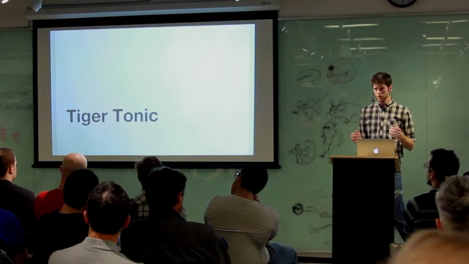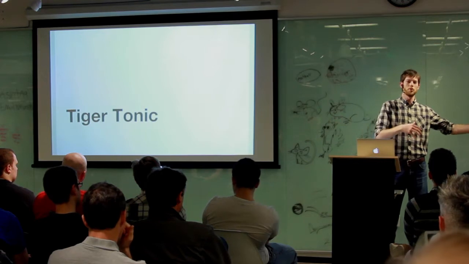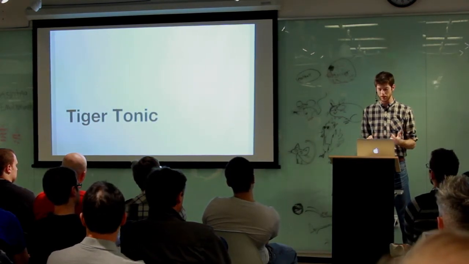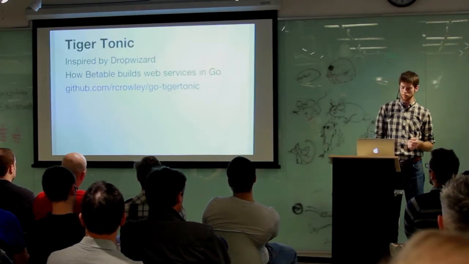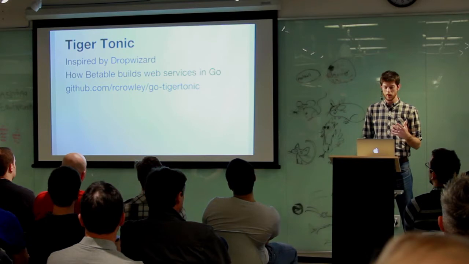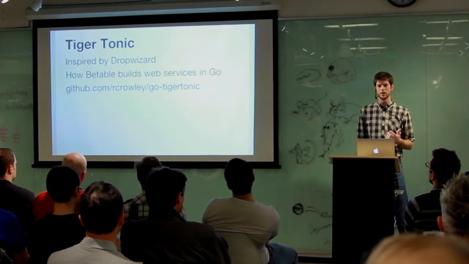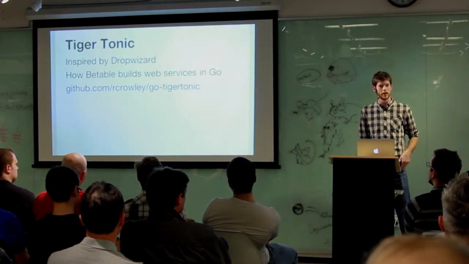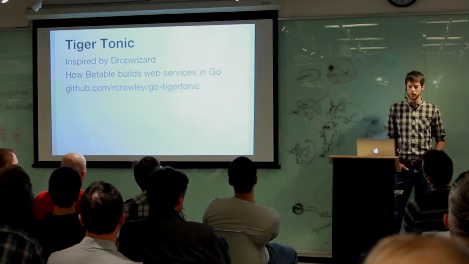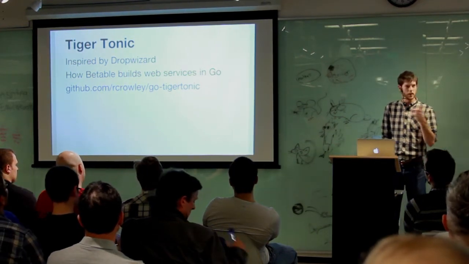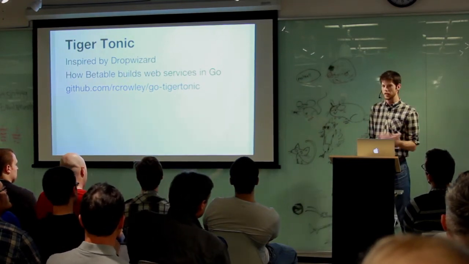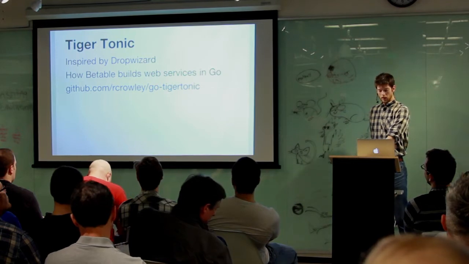So that's the story that led me and some coworkers to develop what we decided to call Tiger Tonic. It's a set of handlers more than it is a web framework. It's inspired to a great degree by Dropwizard from Javaland, though Go's strengths allow it to look very different. Incidentally, the name is inspired by the same webcomic that spawned Dropwizard, so that made sense to me.